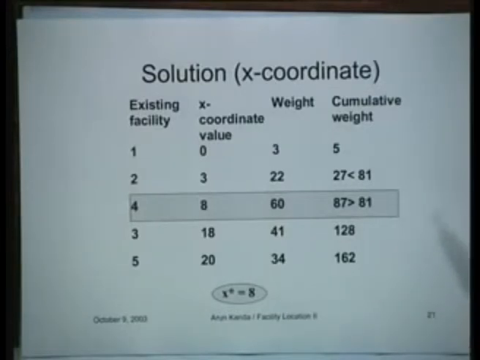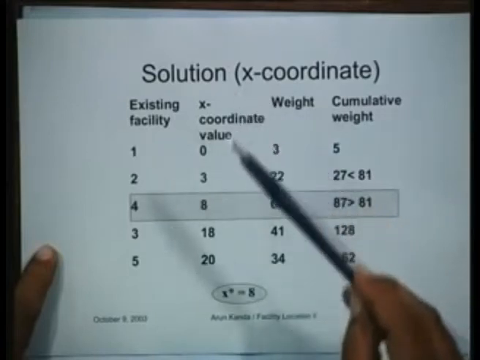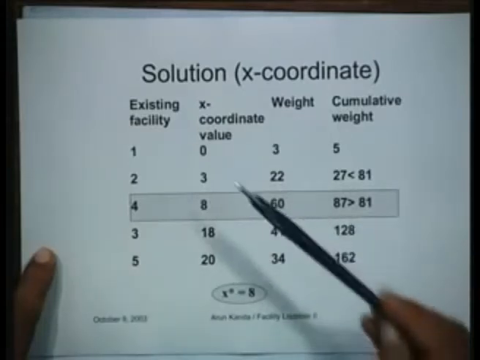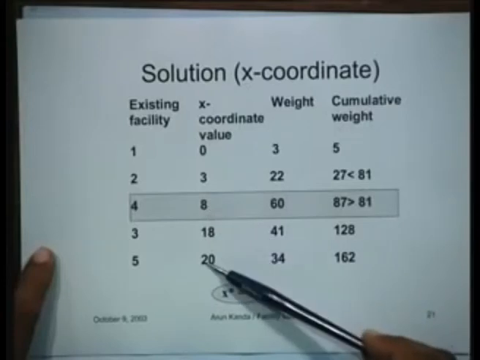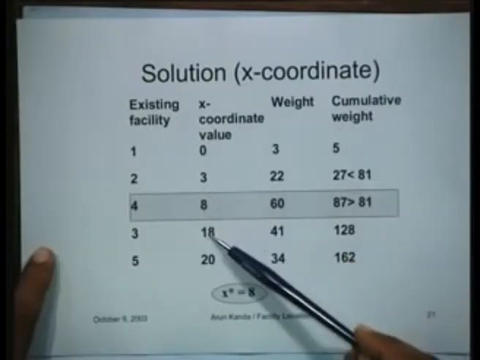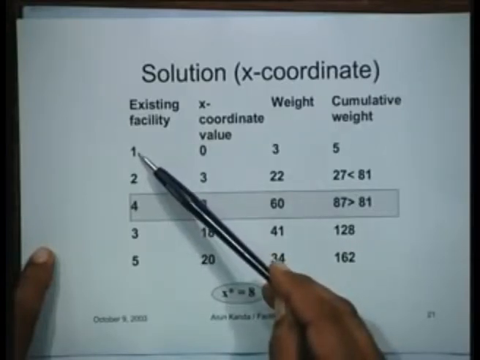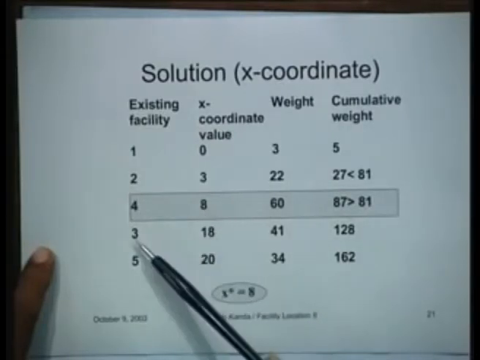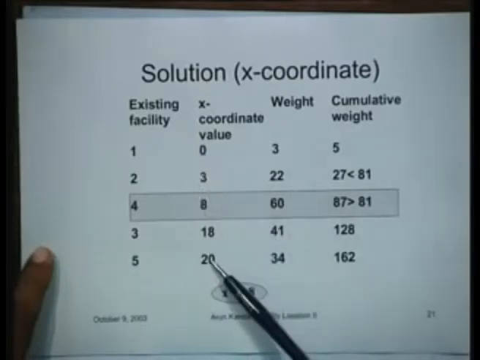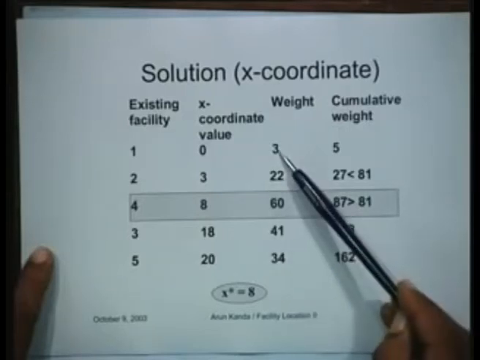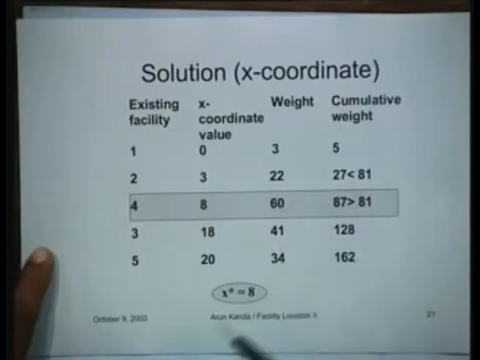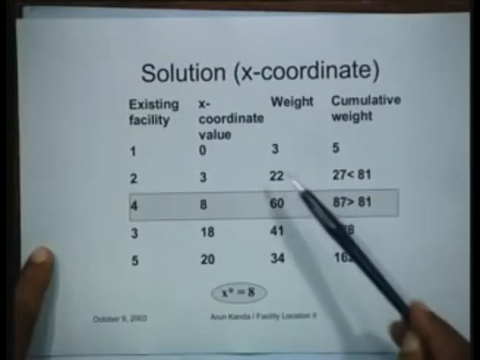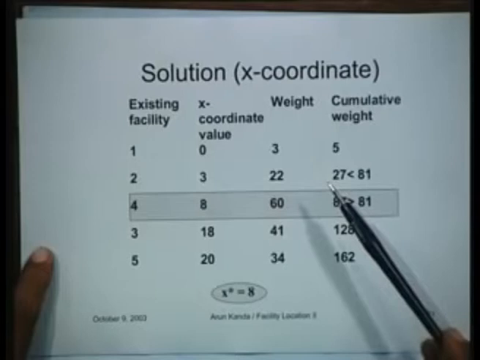As I indicated to you, the answer to this problem is that we can determine the x coordinate and the y coordinate independently, and the x coordinate is nothing but a median location. So we arrange all the x coordinates in ascending order: 0, 3, 8, 18, 20, corresponding to existing facilities 1, 2, 4, 3 and 5. Then determine the weights, the number of cars that come here: 5, 22, 60, 41, 34. Determine the cumulative weight. There's an error somewhere, it's a misprint.